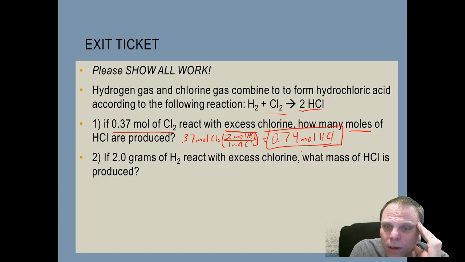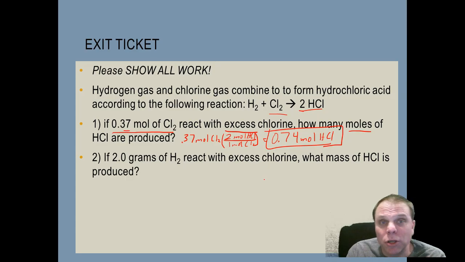Okay, 0.74. Boom, done. How many sig figs? 2 sig figs, sweet, all good. Make sense? So easy. All right. If 2 grams, 2.0 grams of hydrogen react with excess chlorine, what mass of HCl is produced?